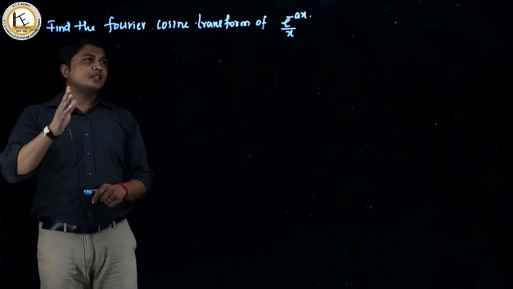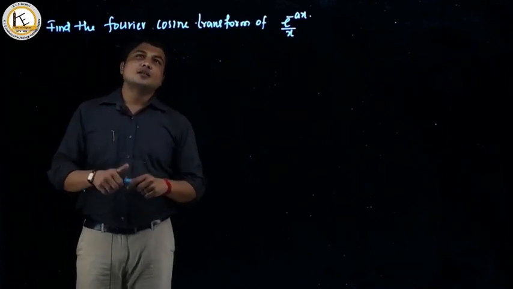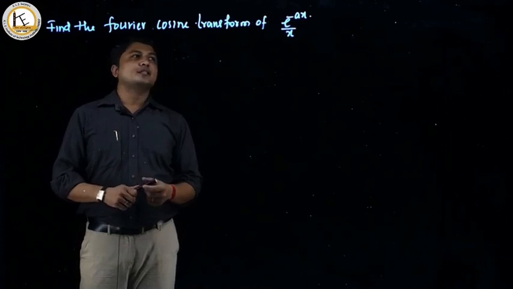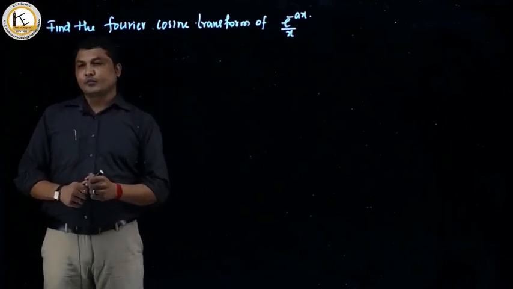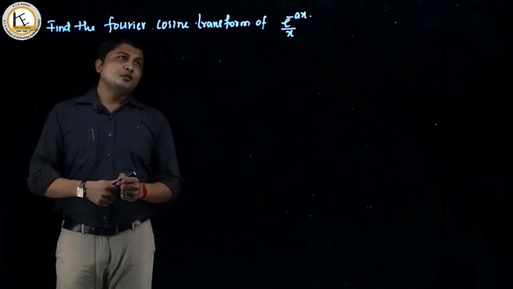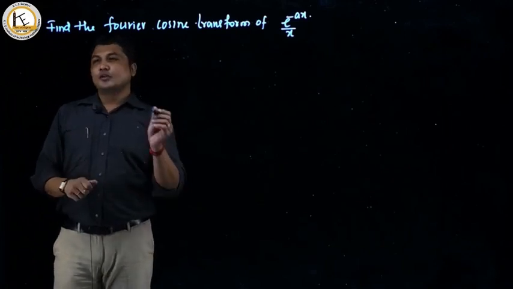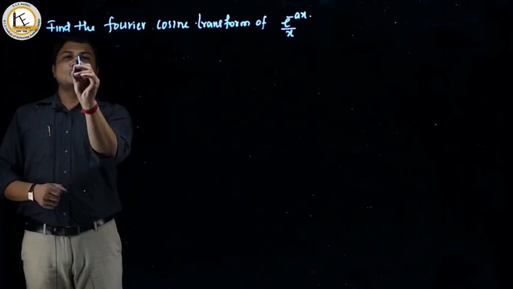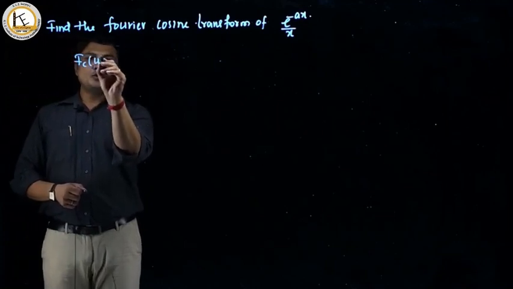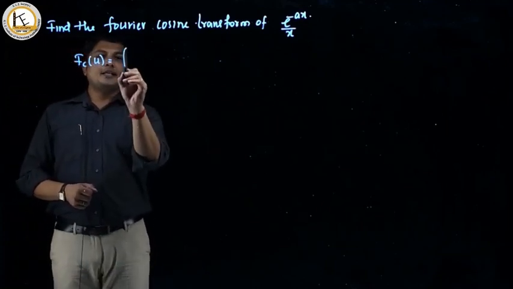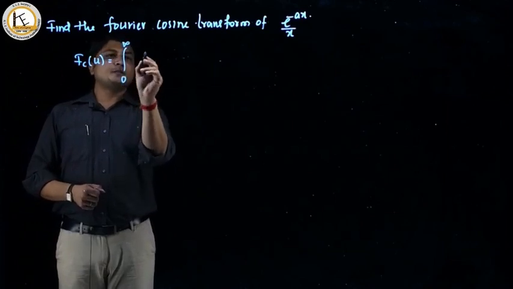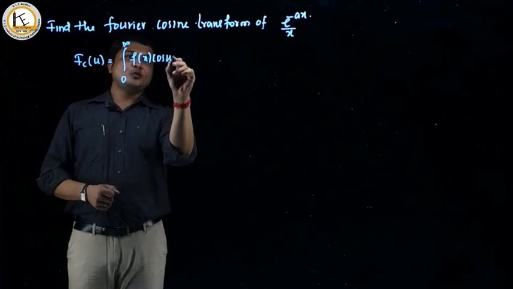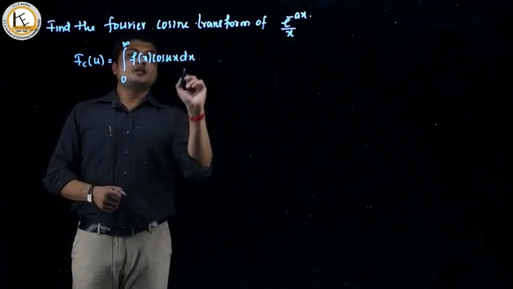Let us take the next problem. Find the Fourier cosine transform of e raised to minus ax divided by x. So again the same Fourier cosine transform we need to find, therefore we make use of the cosine transform formula. So Fc of u is equal to the integral between 0 to infinity f of x into cos ux with respect to x.